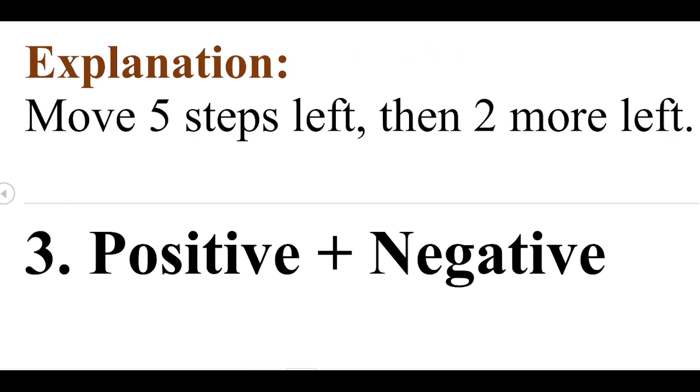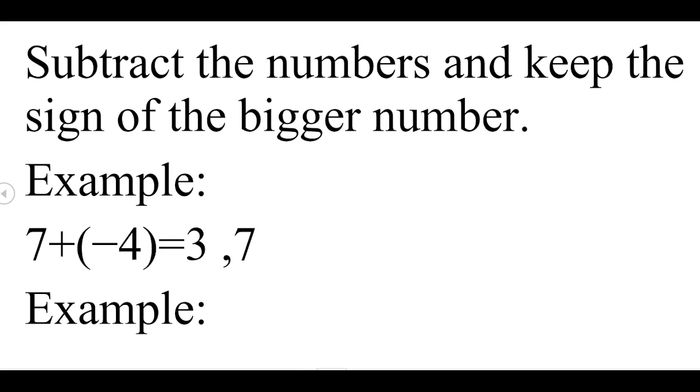Now see Rule C: positive plus negative. When you mix a positive and a negative number, subtract the smaller value from the larger value and then keep the sign of the bigger number. Let's see an example. 7 plus minus 4, the answer is 3. So here 7 minus 4 is equal to 3 and the answer stays positive.